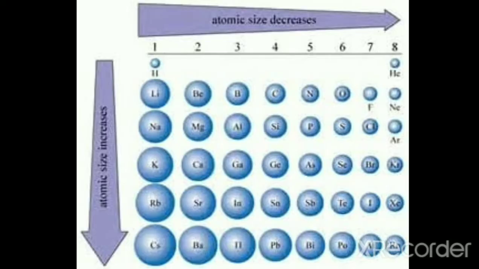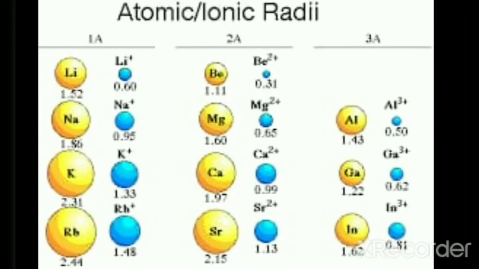We can therefore conclude that atomic size decreases across a period and atomic size increases down the group. If we consider any group, say for example group 1, lithium, sodium, potassium, rubidium, cesium, we can find that lithium is smaller than cesium. And similarly, if we consider any period, for example second period, we can find that fluorine is smaller than lithium. Ionic radii.